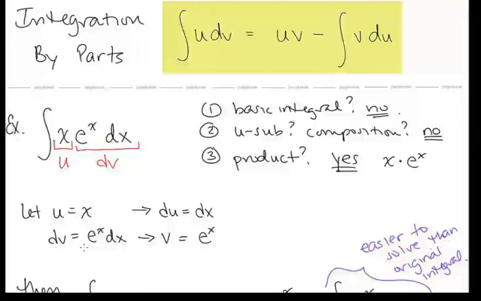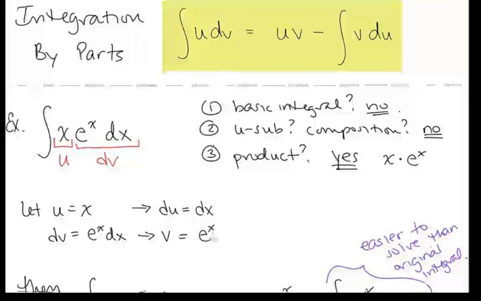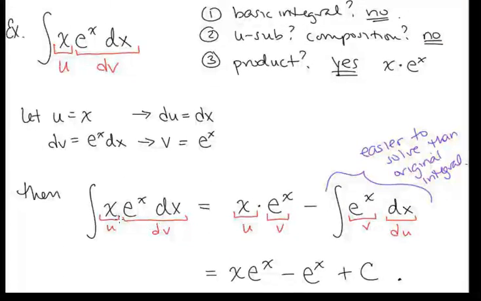If dv is e to the x dx, we want the antiderivative, so v is going to be e to the x. Now the integration by parts formula says the integral of u dv is equal to uv minus the integral of v du. So let's plug in all the pieces. u times v is x e to the x, minus the integral of v du, e to the x dx.